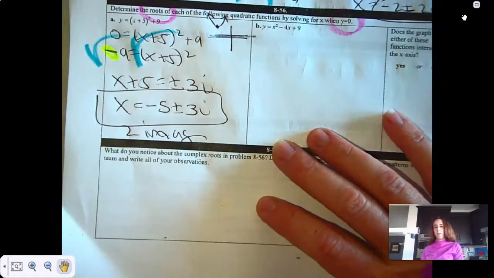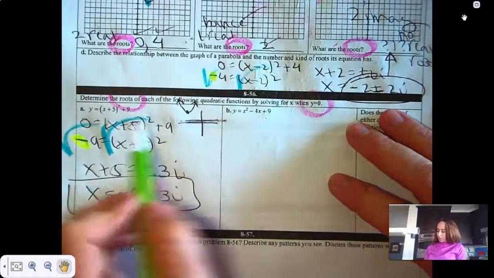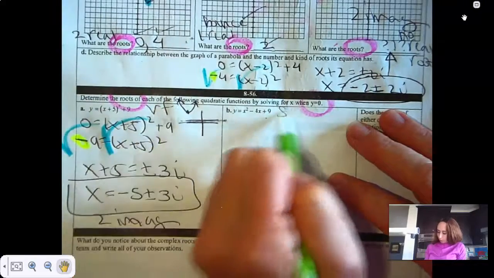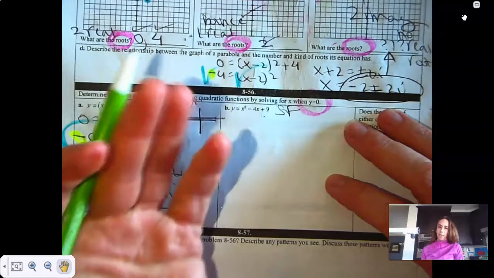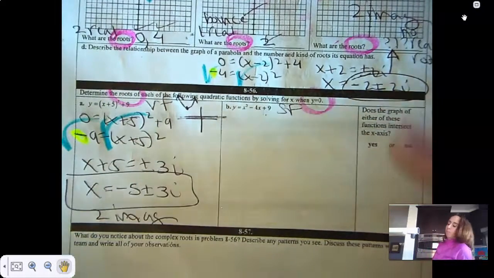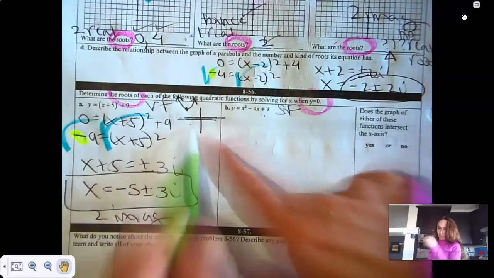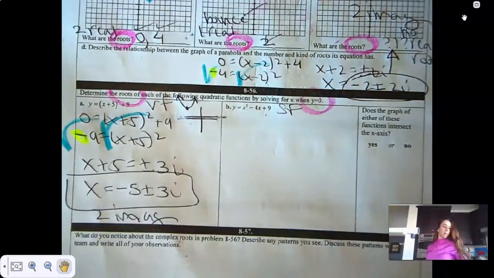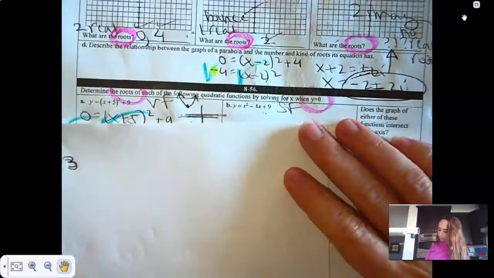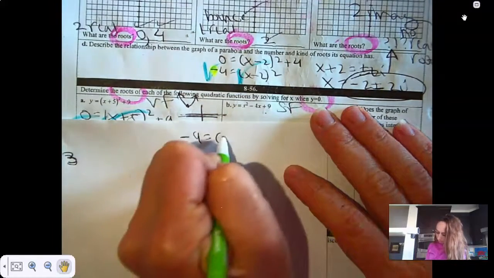Okay? This one, I don't know about this one yet because this isn't in vertex form. This one is in standard form. So I would have to find the vertex and then figure out if it crosses the x-axis. But I don't want to do that because I don't want to put it in vertex form. But if you remember, some people go, well, how did you find the vertex again? That's when I solved by completing the square. So I would move the 9 over.